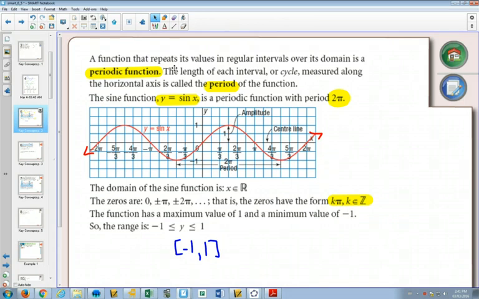Some other important definitions. The amplitude of a sinusoidal function is the distance from the middle of the graph, and the middle of the graph, this center line, is sometimes called the sinusoidal axis or the average.